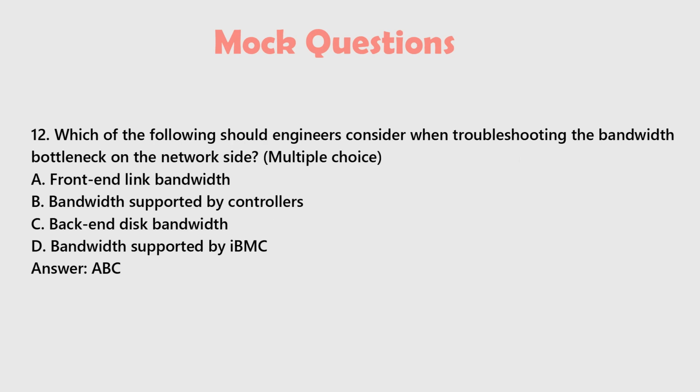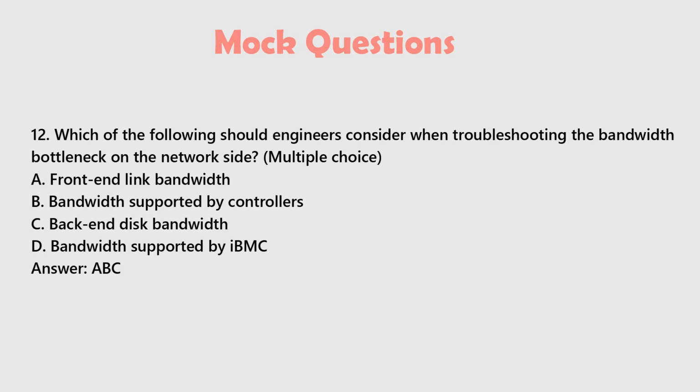12. Which of the following should engineers consider when troubleshooting the bandwidth bottleneck on the network side? Multiple choice. A. Front-end link bandwidth. B. Bandwidth supported by controllers. C. Back-end disk bandwidth. D. Bandwidth supported by IBMC. Answer: A, B, C.